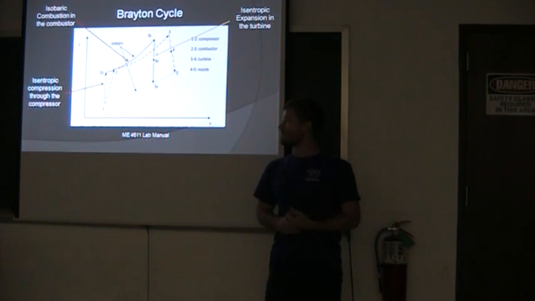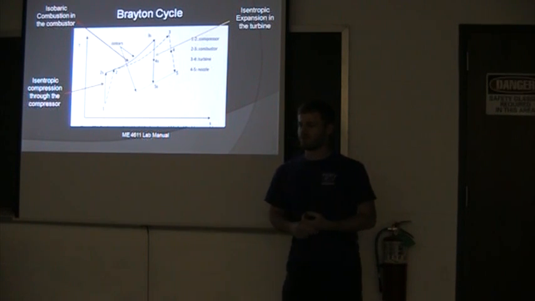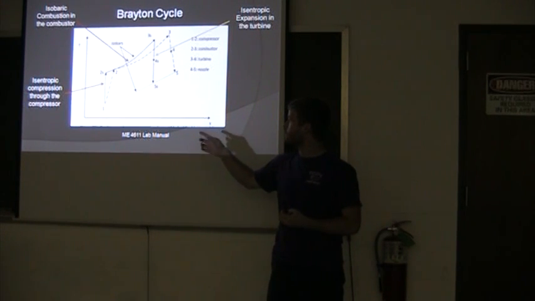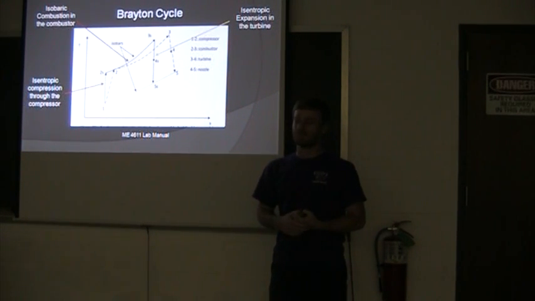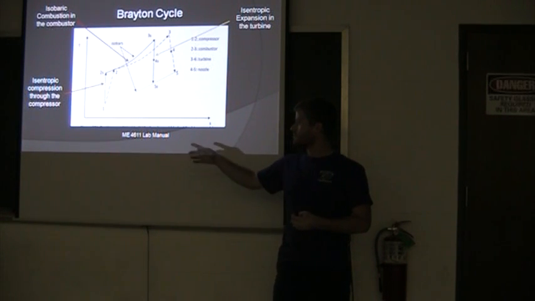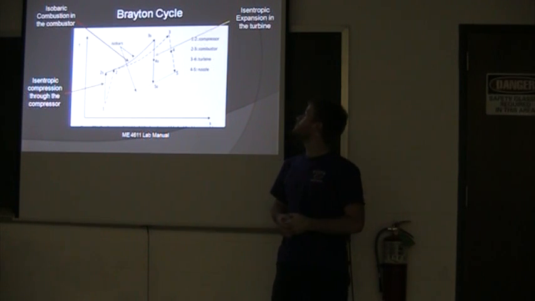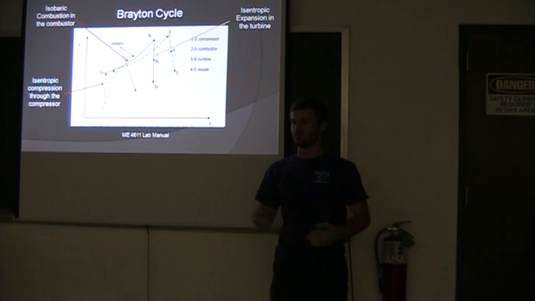The thermodynamic cycle for the gas turbine is the Brayton cycle, and this is the temperature entropy diagram for this cycle. The solid lines are the ideal cycle, and the dotted lines are the actual cycle. The gas goes through isentropic compression in the compressor, and then it has isobaric combustion in the combustor, and then it goes through isentropic expansion in the turbine, and then it's expelled into the air from the nozzle.